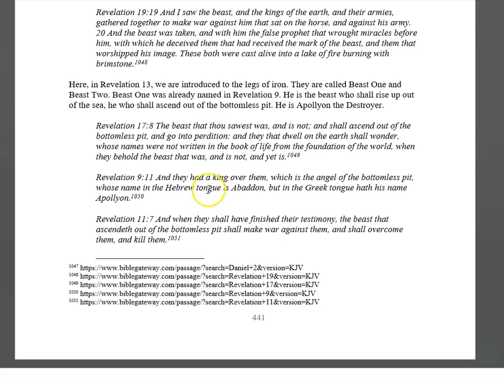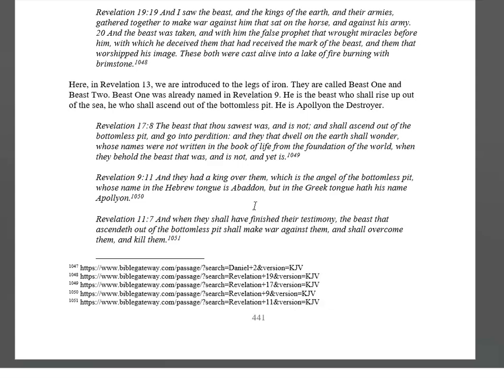Revelation 17:8. The beast that thou sawest was and is not, and shall ascend out of the bottomless pit and go into perdition. And they that dwell on the earth shall wonder, whose names were not written in the book of life from the foundation of the world, when they behold the beast that was and is not and yet is. Revelation 9:11. They had a king over them, which is the angel of the bottomless pit, whose name in the Hebrew tongue is Abaddon, but in the Greek tongue hath his name Apollyon.